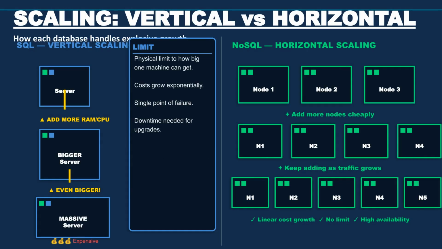Scaling strategies also differ significantly. SQL uses vertical scaling, adding more resources to a single, expensive server, which hits a physical limit. NoSQL uses horizontal scaling, adding more, cheaper nodes, allowing for linear cost growth, no practical limits, and high availability.